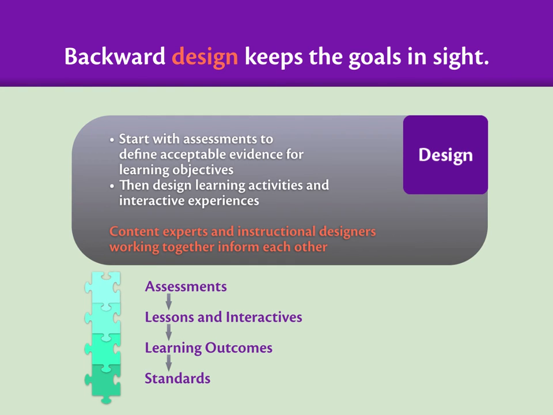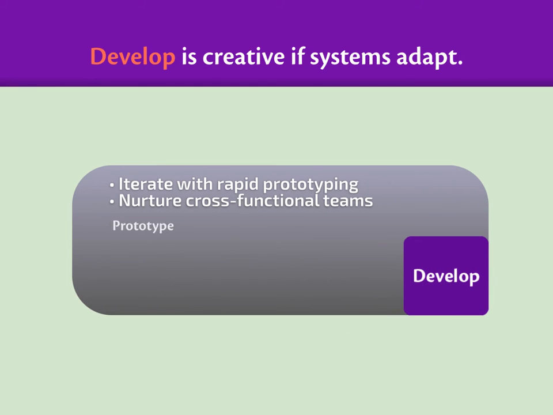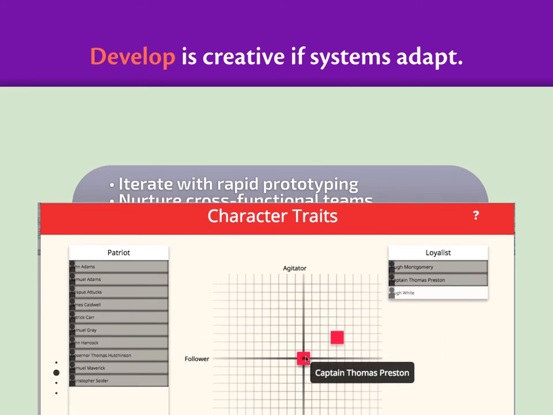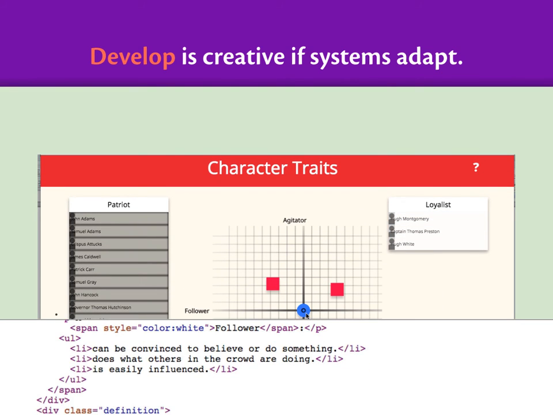The content experts and instructional designers plan together, for example, by structuring alternative teaching approaches matched to different learning styles. In the develop phase, you need creation systems that can adapt. An efficient prototype process leaves more resources to do the bulk of the work, developing the product's lessons and interactives. All of this is done in cross-functional teams that continually expand their skill sets. For example, editors now work in HTML or develop interactives with simple authoring tools.